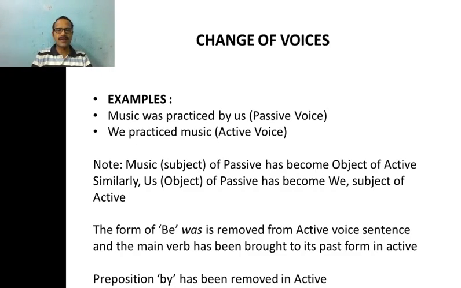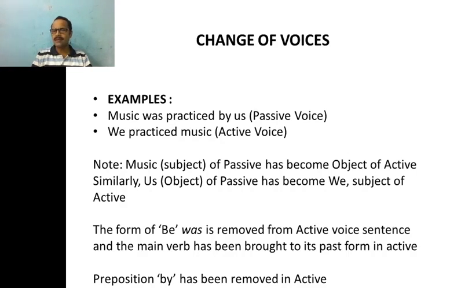Music was practiced by us. Obviously, it is in passive voice. How do you know? We have two verbs here. Was, a B form of verb, and practiced, a past participle form of verb. And such a verb group can be found only in passive voice sentences, right? So ಅದನ್ನ ನೋಡಿಕೊಳ್ಳಿ. And now when we change it, the sentence becomes we practiced music, which is an active voice.